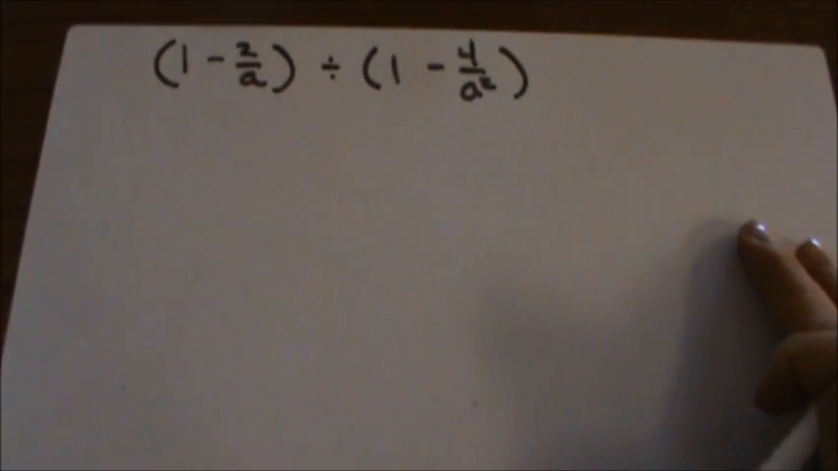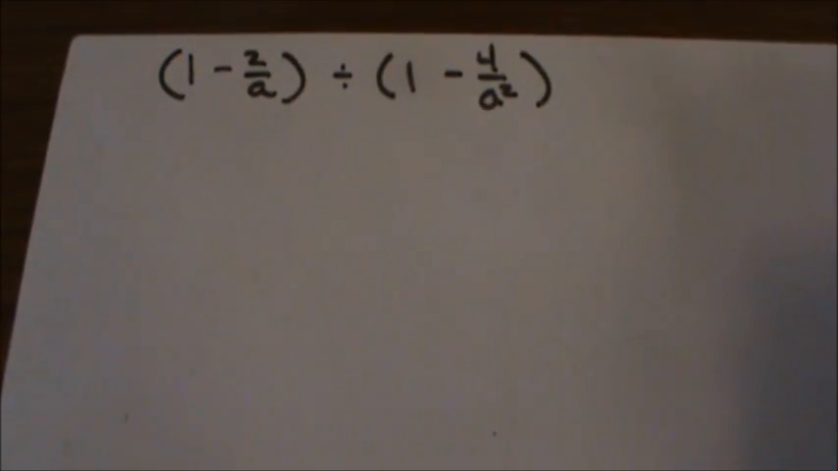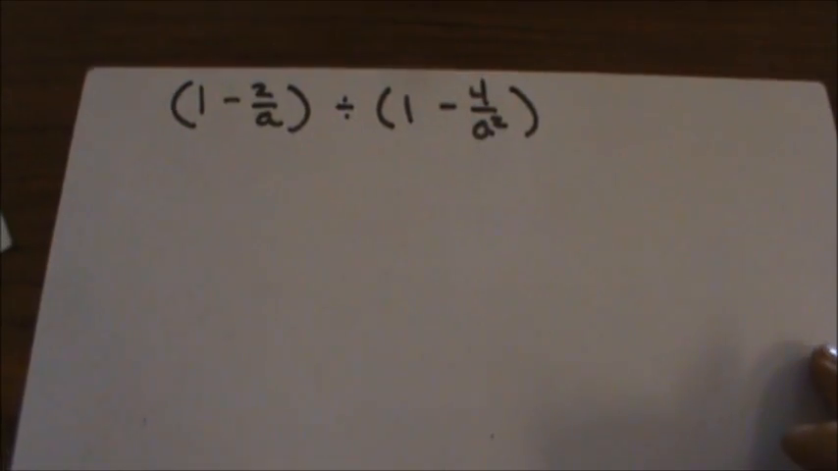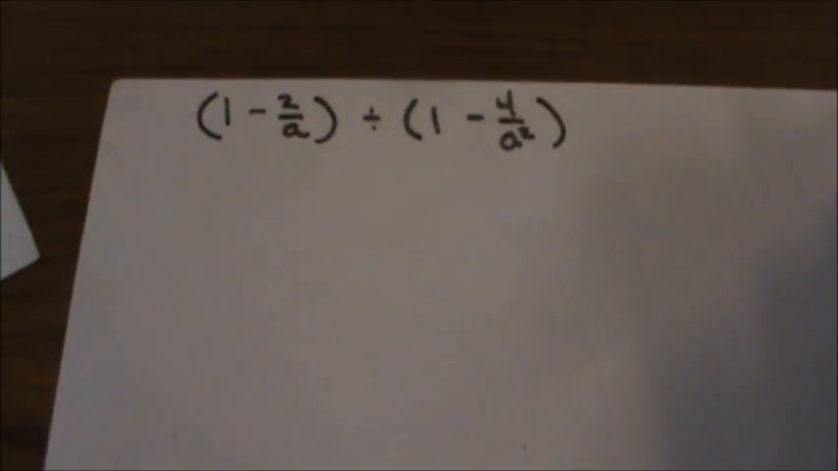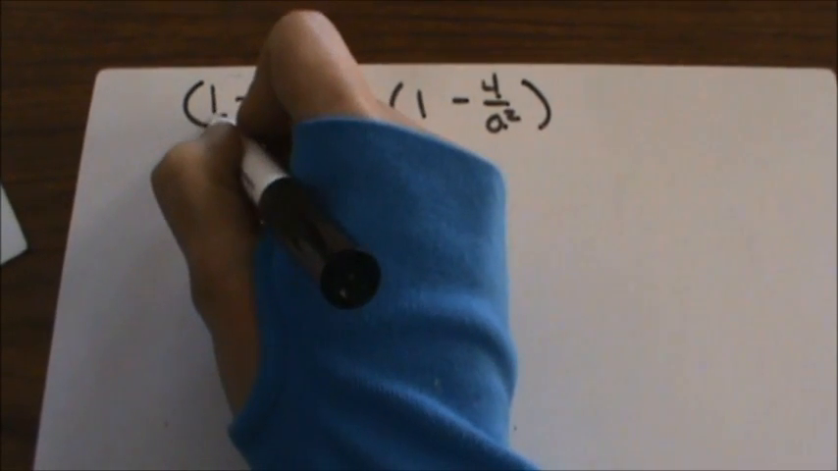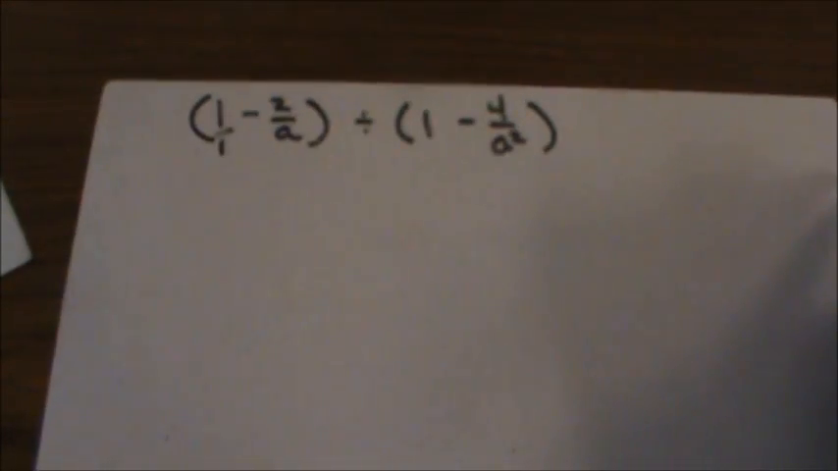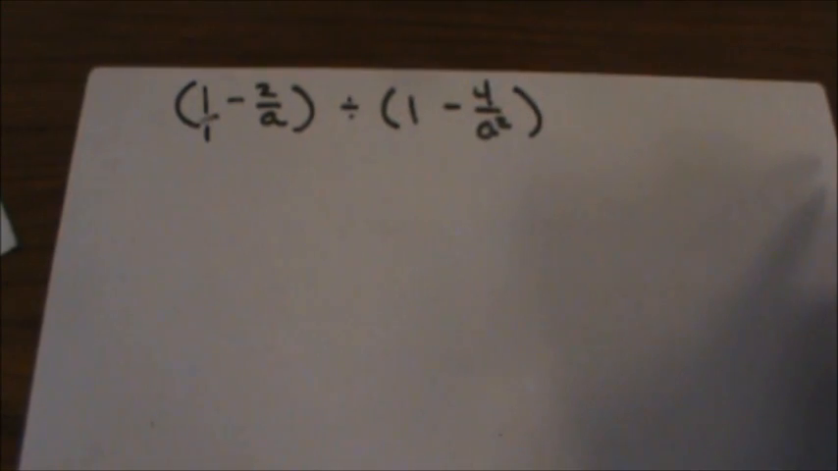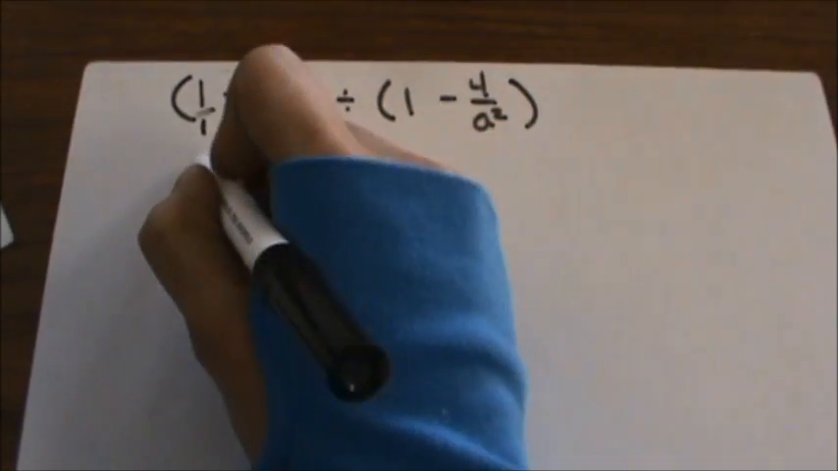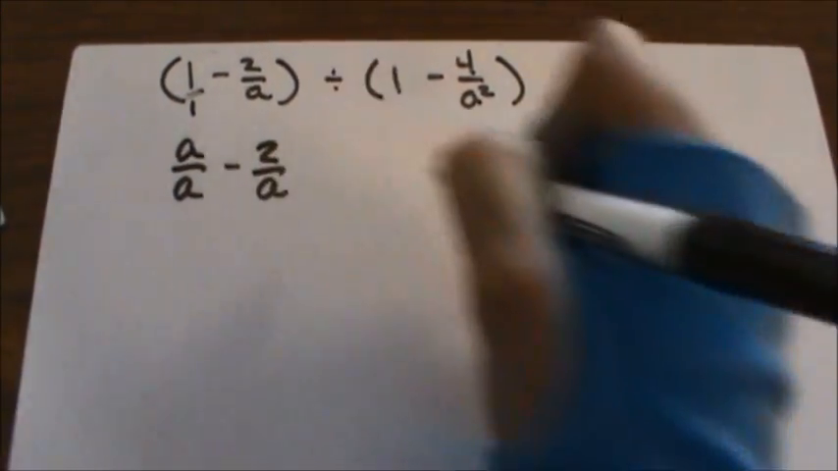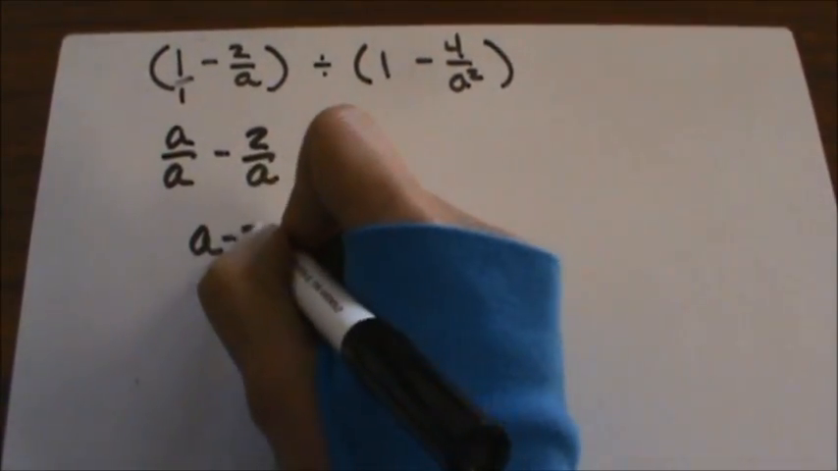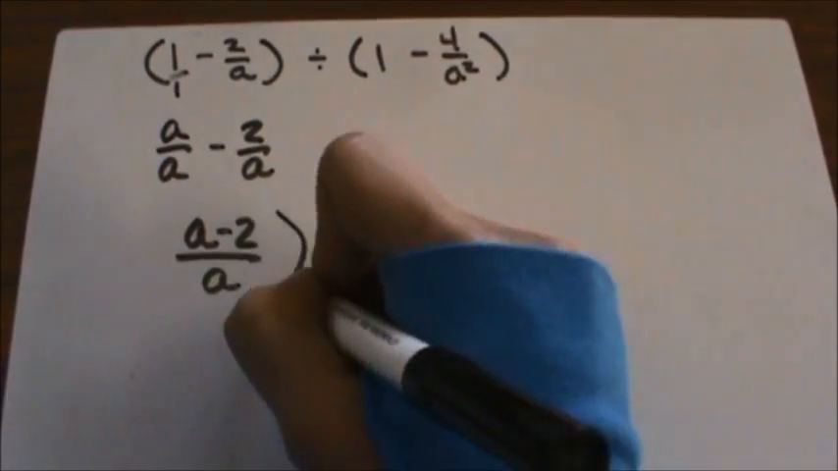All right, this is number 37 from your assignment, and I believe it's the last one that I assigned. And in order to divide these two quantities, I need to simplify what's inside first. That means I need to rewrite each of these as one fraction. So if I look right here, I need two fractions. My common denominator is going to be a. So that changes this fraction to a over a minus 2 over a. This whole thing is a minus 2 over a.